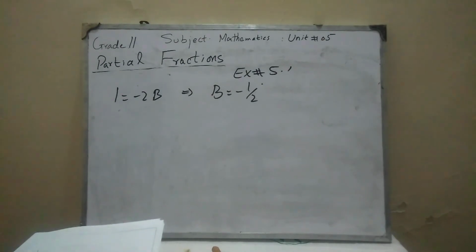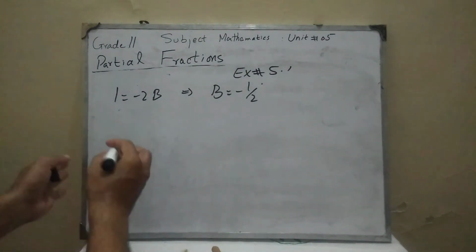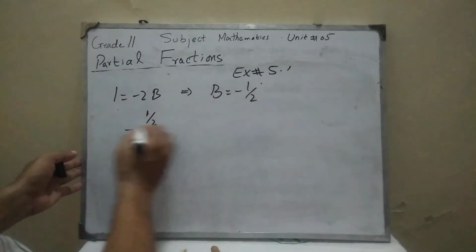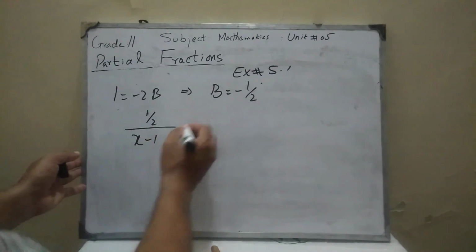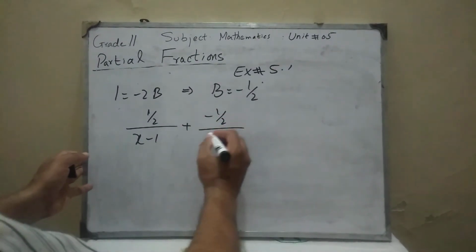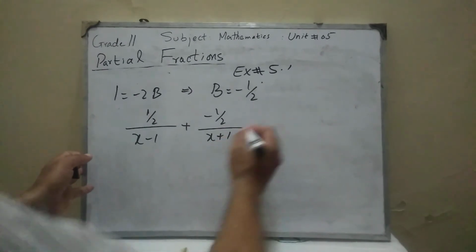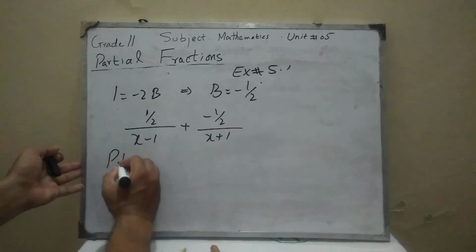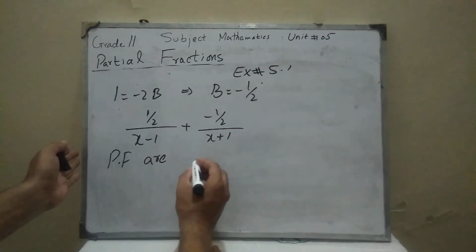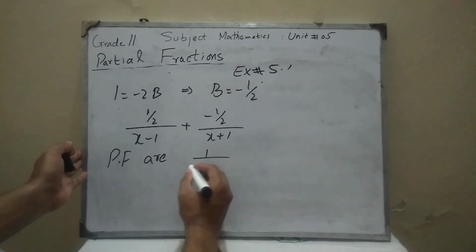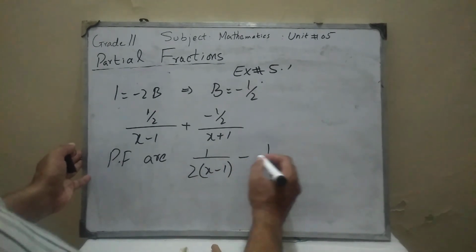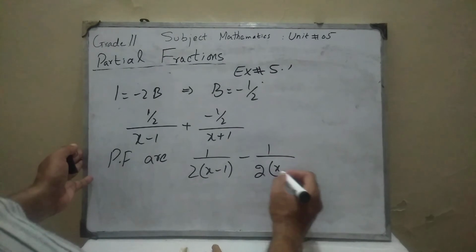Hence the partial fractions are 1 by 2(x minus 1) plus minus 1 by 2(x plus 1). That is, partial fractions are 1 over 2(x minus 1) minus 1 over 2(x plus 1).